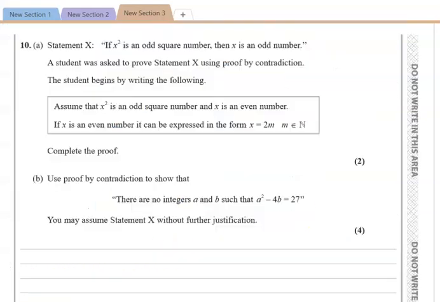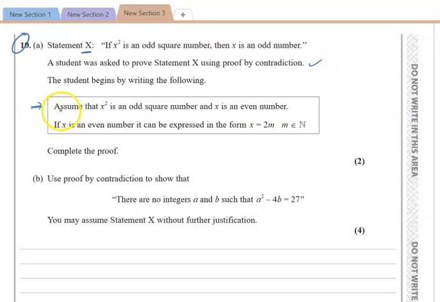Question 10. Let us see what I have in question 10. Question 10 says that we have a statement x. The statement x says that if x squared is an odd square number, then x is an odd number. A student was asked to prove this statement using proof by contradiction. So this is the working out the student did.